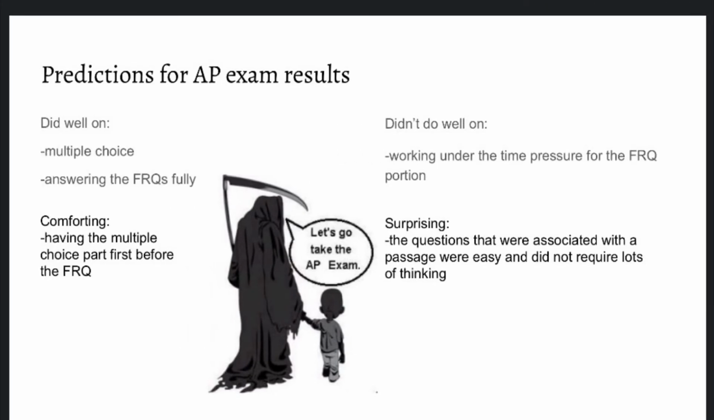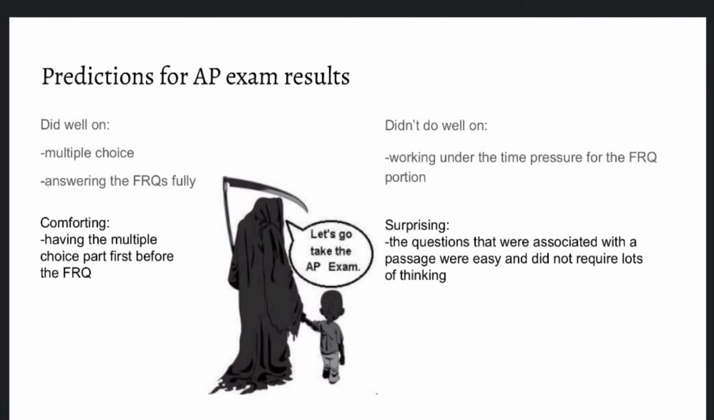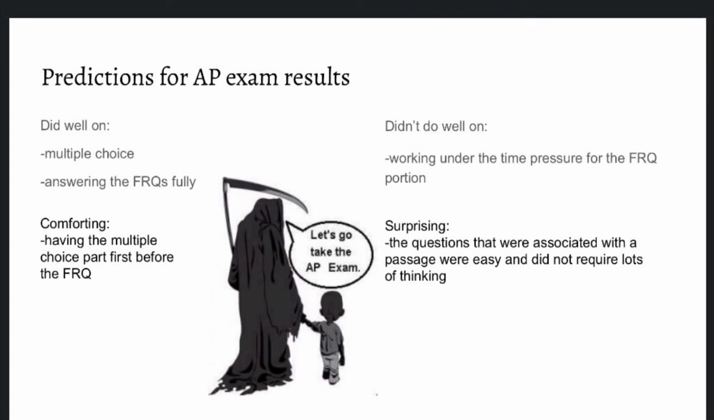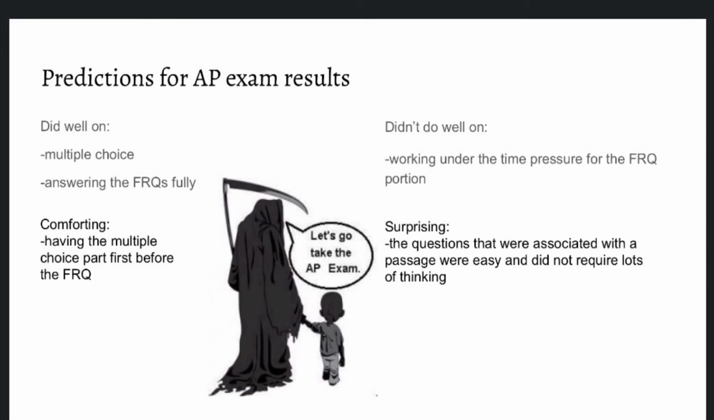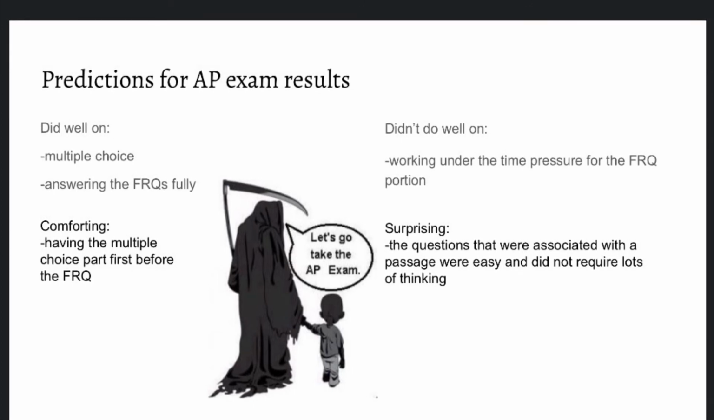Some things that I think I did well on for the AP exam were the multiple choice and answering the FRQs fully. I made sure to closely read the question and to answer the prompt. One thing that I think I didn't do so well on for the AP exam was working under the time pressure for the FRQ portion. My advice is to continually keep track of time and don't spend too long on one question.